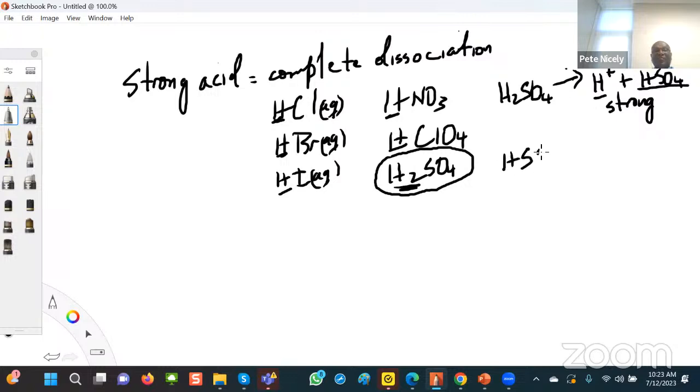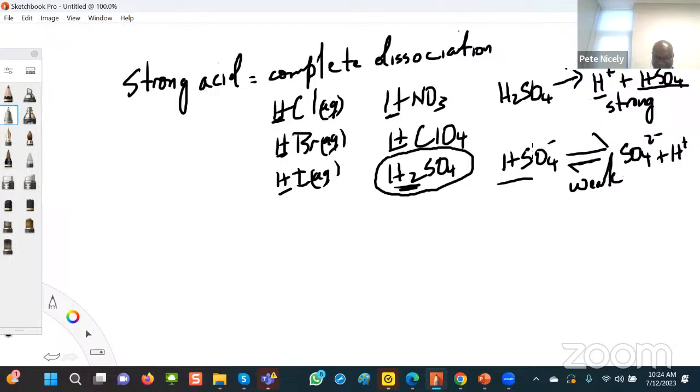However, the conjugate base of the first step will undergo dissociation, but that dissociation is weak. So therefore, it will eventually reach equilibrium with the SO4 2- ion and the H+ ion. So this dissociation is a weak dissociation. The first dissociation is strong, but the second dissociation is weak in the case of sulfuric acid. So that's just something that you need to be aware of.